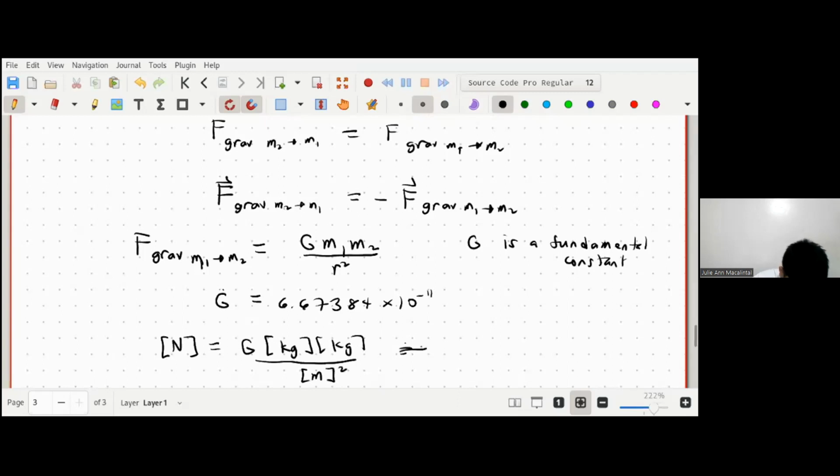So, the implication, for the units to match, is that G should be in Newton times meter square over kilogram square, because the constant in our scientific calculator is in SI units. So using SI units, that's the gravitational constant. Okay, now, we'll go into more detail on the gravitational force when we get to the chapter on Newtonian gravity.